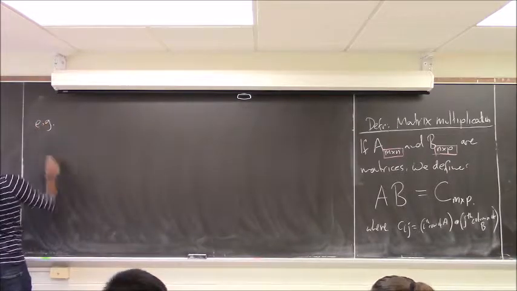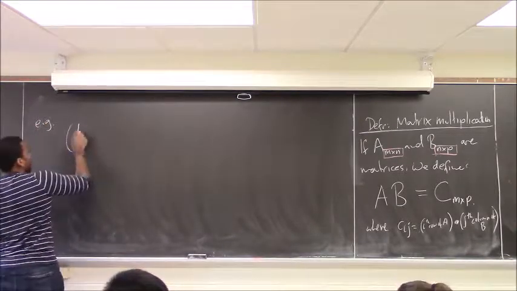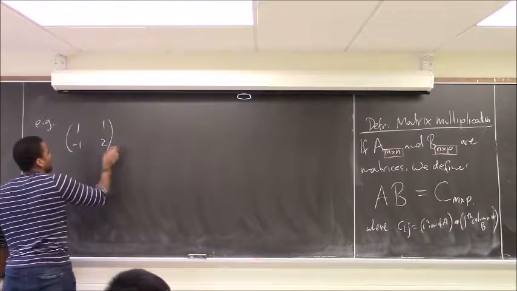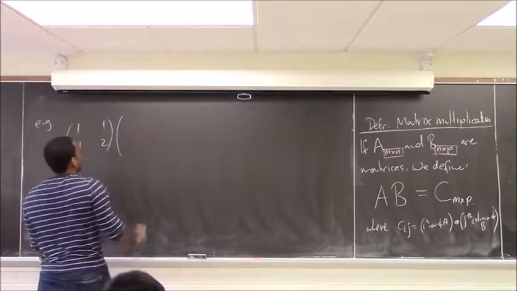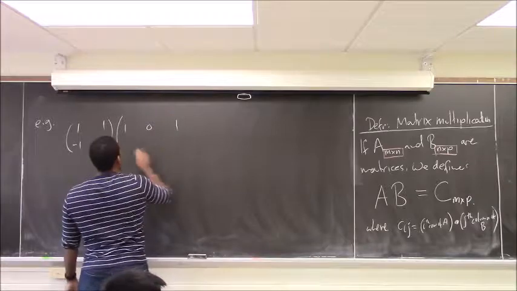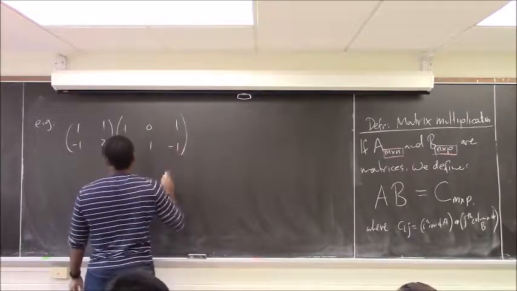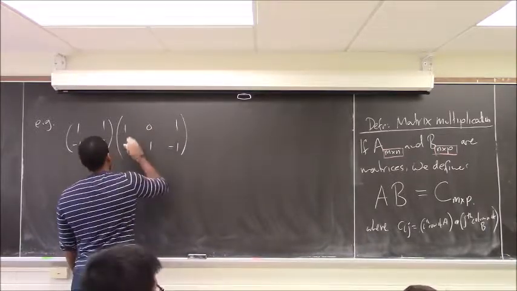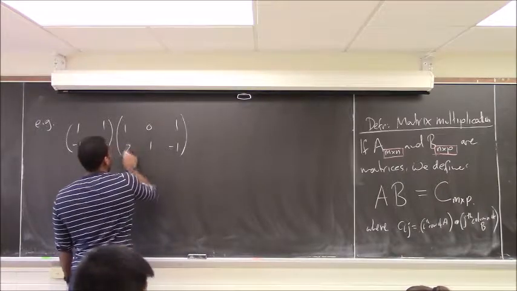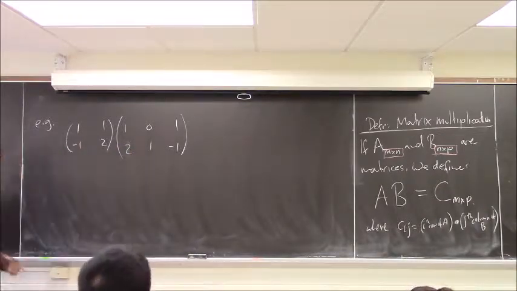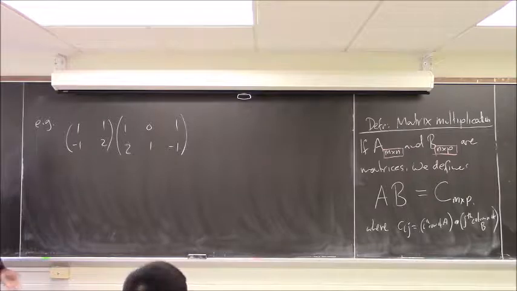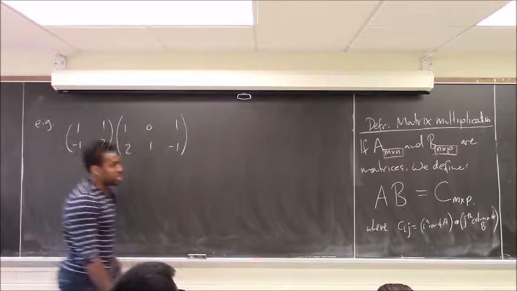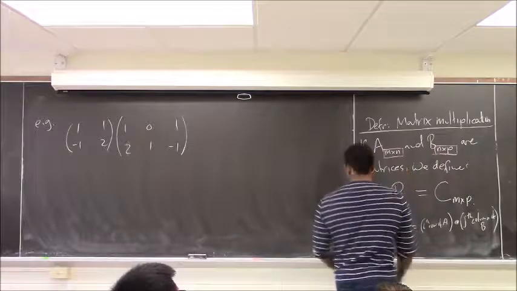Example. Let's say I want to multiply the matrix [1, 1; -1, 2] by [1, 0, 1; 1, 1, -1]. We'll make this a 2. First thing I want you to appreciate, these two are different sizes. And for multiplication, we don't actually care that much that they're a different size. What we do care about is that the sizes match up in a certain way.